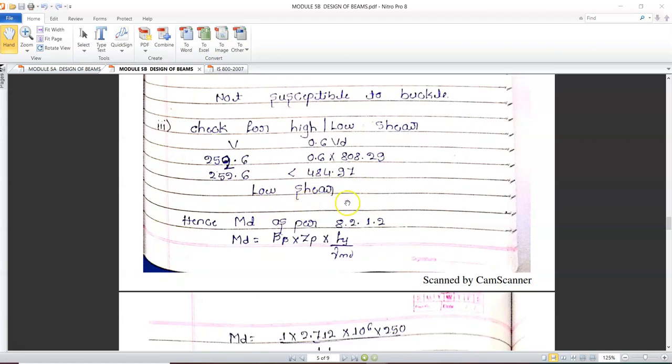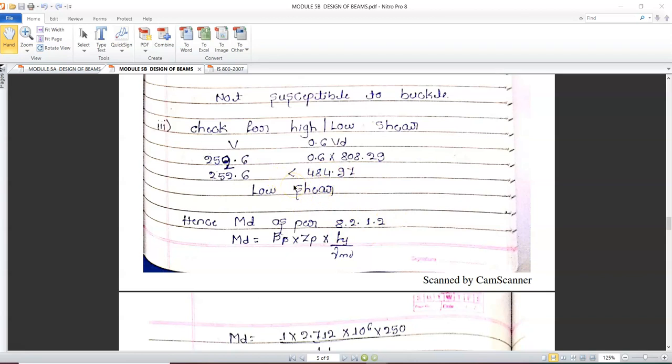If it is a low shear case, we have to refer to clause number 8.2.1.2. If it is high shear, if V is greater than 0.6 times VD, we cannot use this clause. So that is why, like told earlier, you have to use a higher I section.